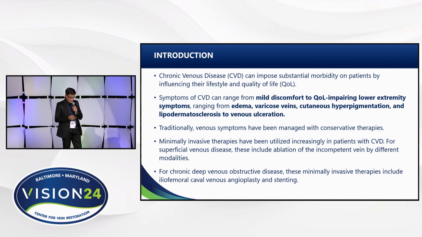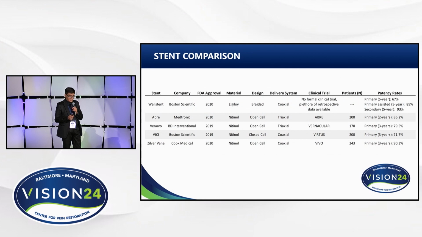For deep vein obstructive disease, we have the availability of iliofemoral recanalization, venous angioplasty, and stenting. But with all modalities, there's always a complication accompanying them. With the stents, that's in-stent stenosis. So before we get into the actual study, I just wanted to show you a comparison slide of all the various venous stents that are available in the market.